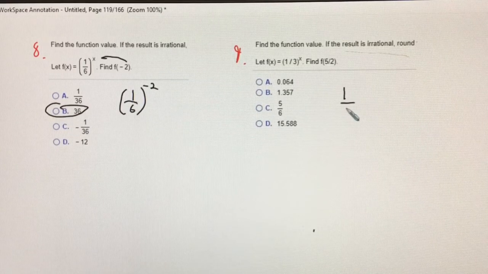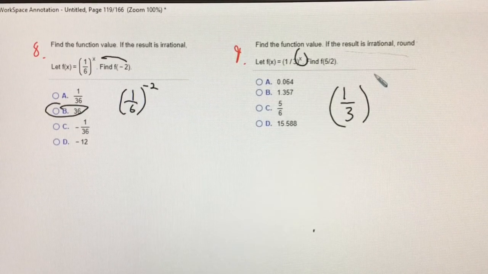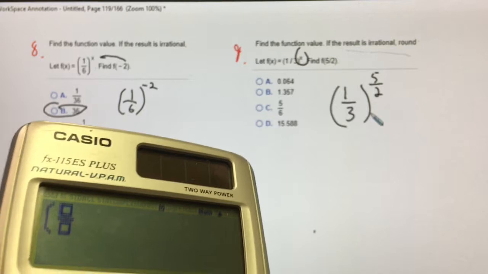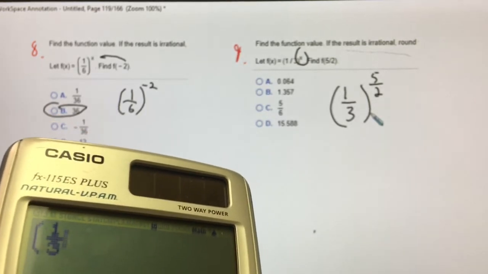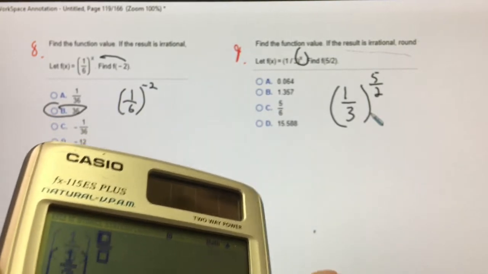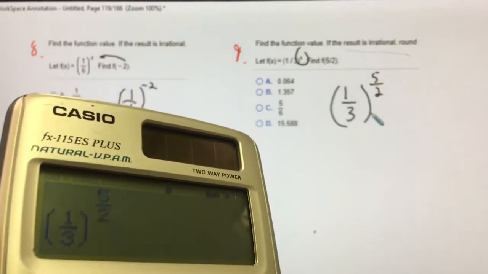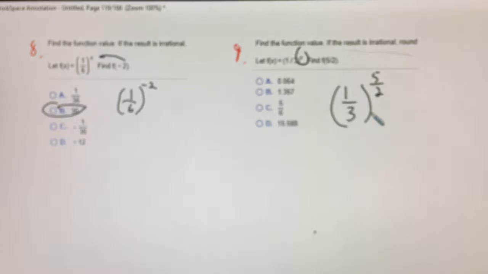This one, again, I'm going to type it in like it looks, but this time it's to the 5 halves. So I'm going to hit the box over box button a couple of times. So parentheses, box over box, 1 over 3. Right arrow, parentheses, x box, get that exponent going. Hit the box over box again, 5 over 2. Some people write it as 2.5, but you can type it in just like it's supposed to look. It equals 0.064. Notice that's one of my choices.